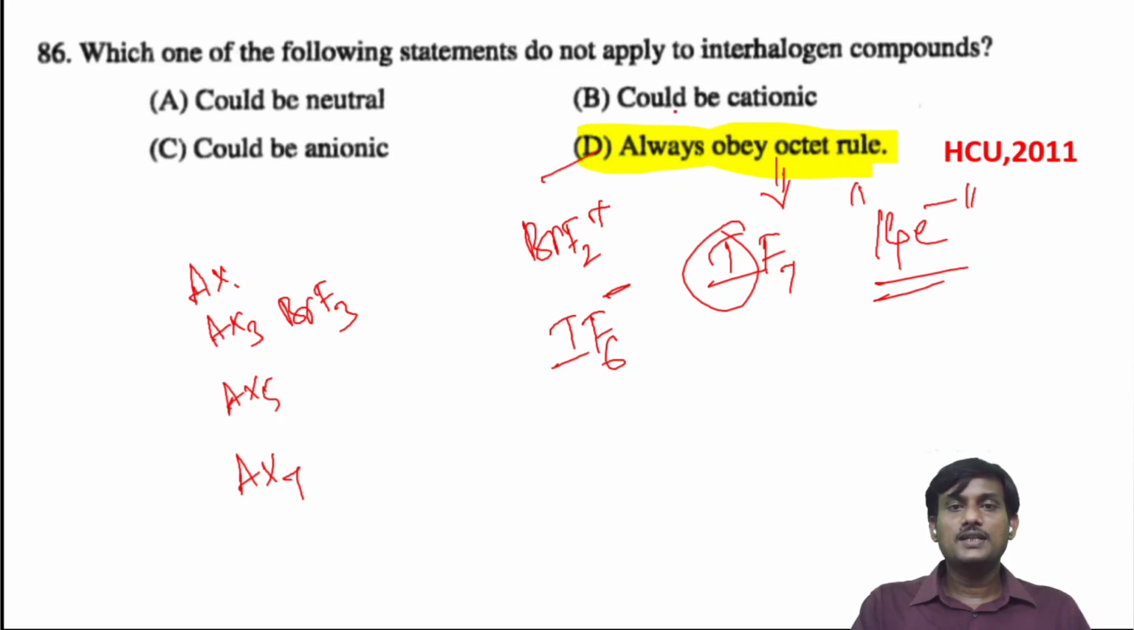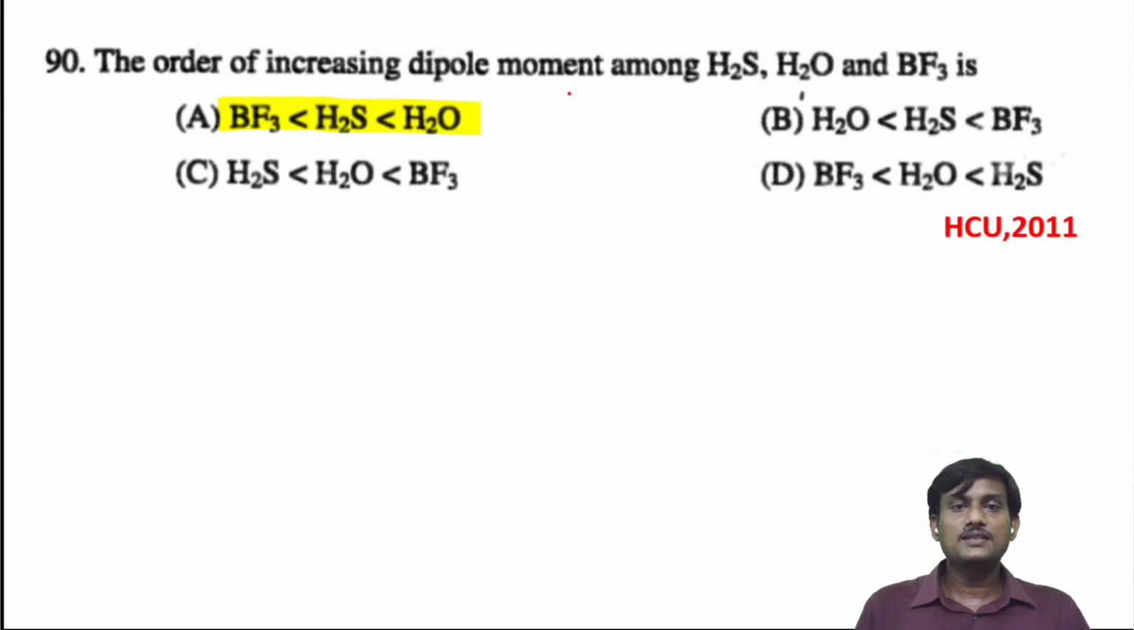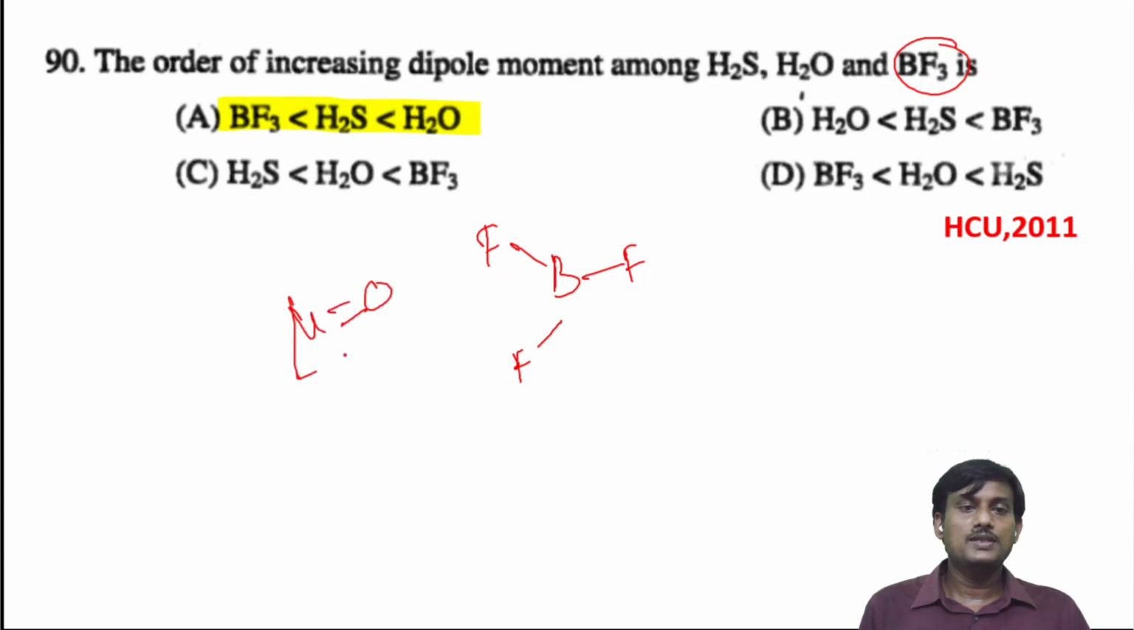Always obey the octet rule; that is the correct option. Order of increasing dipole moment among H2S, H2O, BF3. We know the structure of BF3. This is the structure, and the dipole moment mu is equal to 0. So the dipole moment of BF3 should be least.